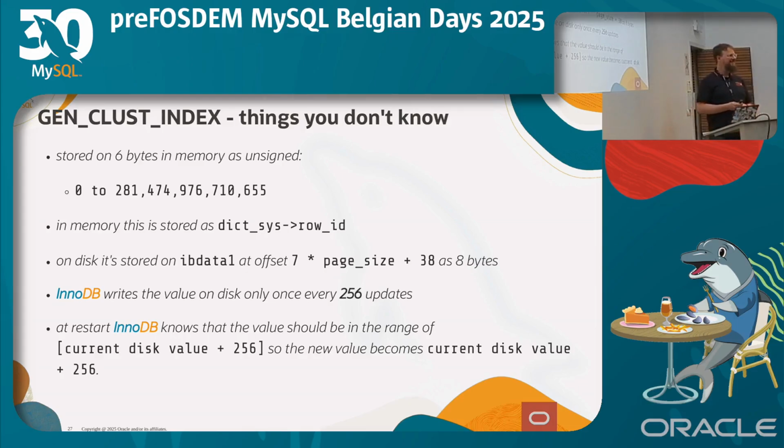What happens when the 6 bytes are filled? It's quite a large number already, right? But then it's over. You cannot store anything. It's like even when you do auto increment: when you have exhausted it, you will have an issue and you cannot insert anything anymore. So this 6 bytes in memory is stored as a disk row ID, but on disk it is stored in the ibdata1 at the offset 7 times the page size plus 38, as 8 bytes. So it's 6 bytes in memory, but 8 bytes on disk. Why? Why not?